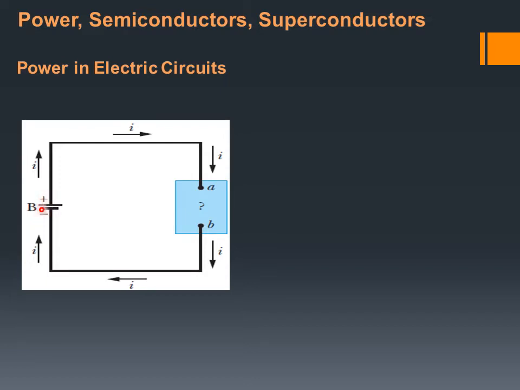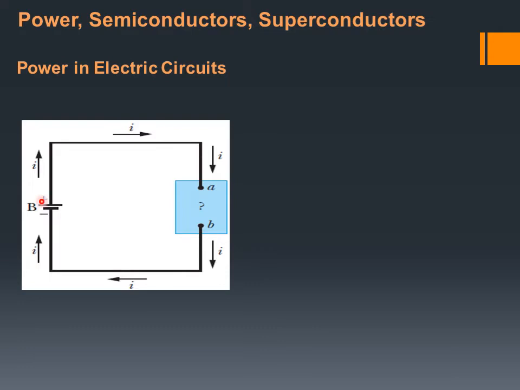Here is the battery. The upper terminal is positive, the lower is negative, and this arrow shows the direction of current. It flows from the positive terminal to the negative terminal of the battery while circulating in the whole circuit. Here, a circuit element is connected which is unknown. It may be a motor, it may be a resistor, or it may be something else.